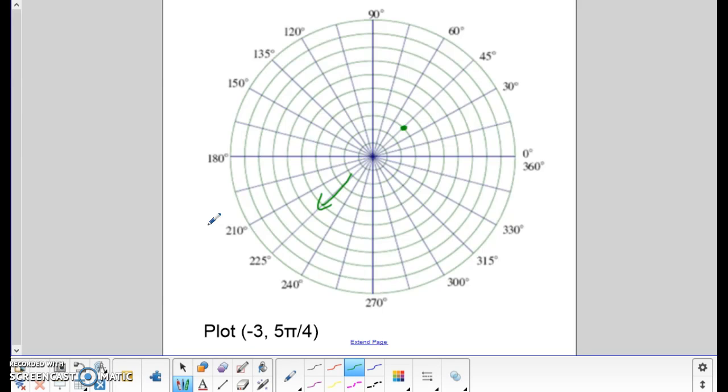So those are all the polar coordinates. You do have homework to work on. It's kind of a combined worksheet between today and tomorrow. You need to at least do, I think it's just the very front page.